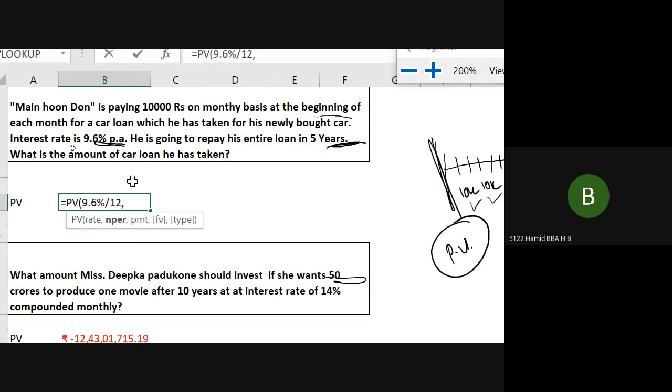60. Very true. This Mehudon is going to pay 10,000 rupees each and every month for 5 years, so it would be 60, comma. Now, whether you have any detail about the PMT? Yes. PMT is the amount of installment he would be paying as a part of repayment of loan.